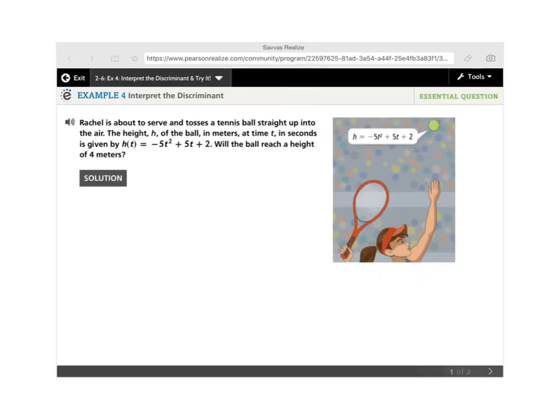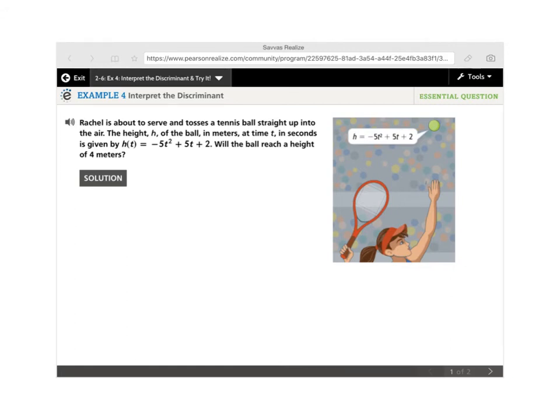Here is an interesting example to see how we use the determinant. Rachel is about to serve and tosses a tennis ball straight up in the air. The height h of the ball in meters at a time t in seconds is given by h of t equals negative 5t squared plus 5t plus 2. Will the ball reach a height of 4 meters?